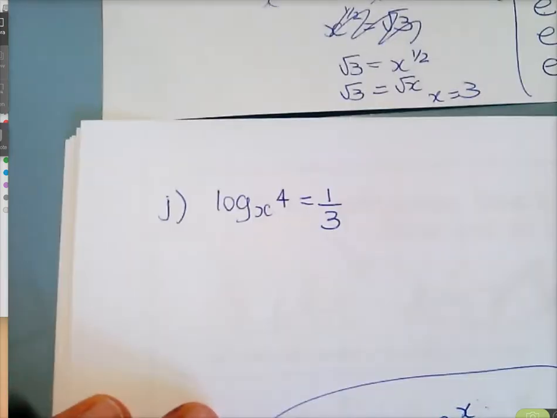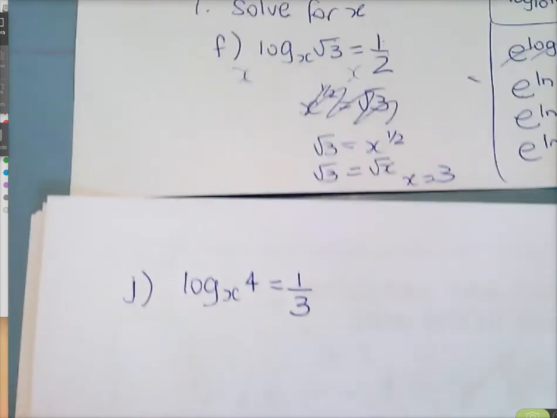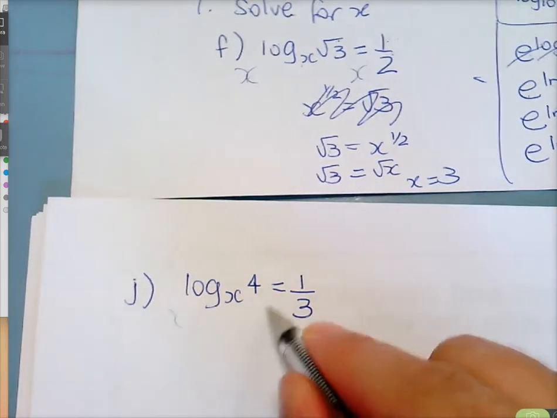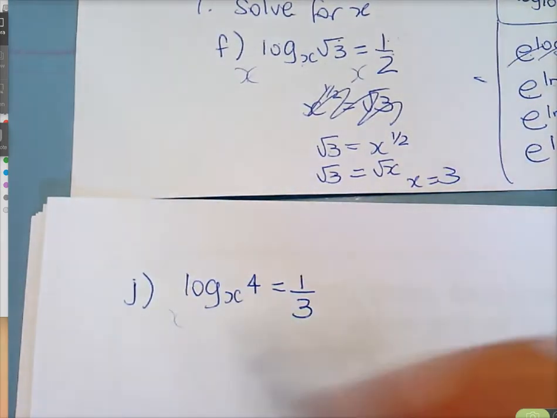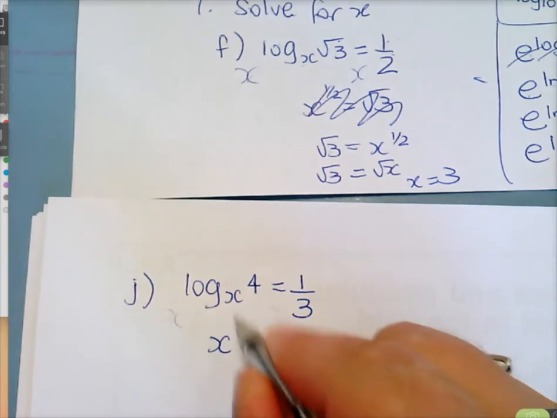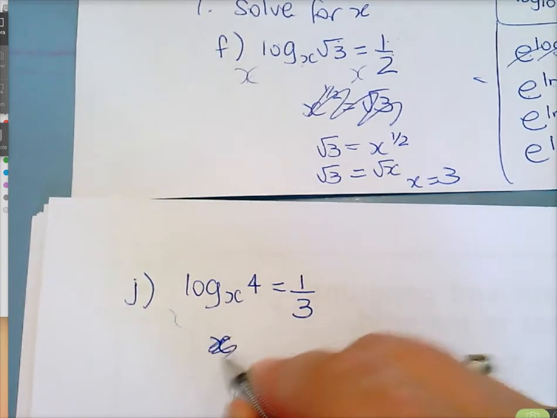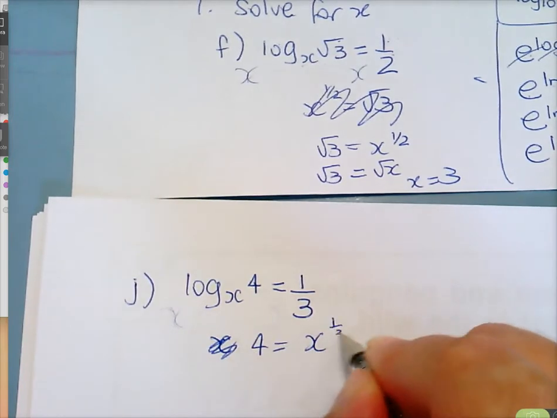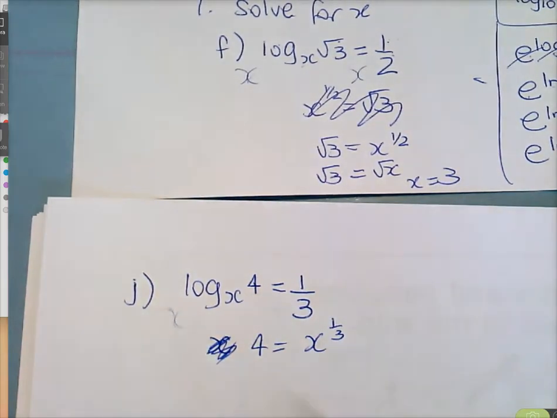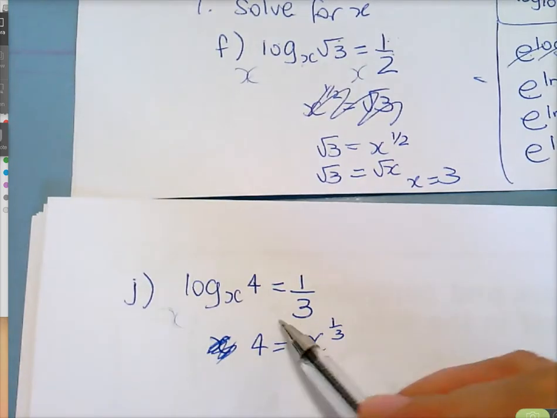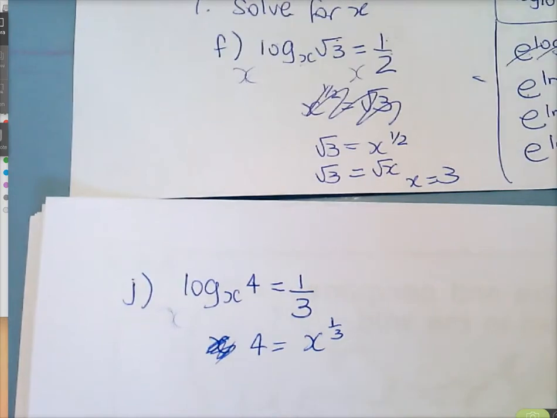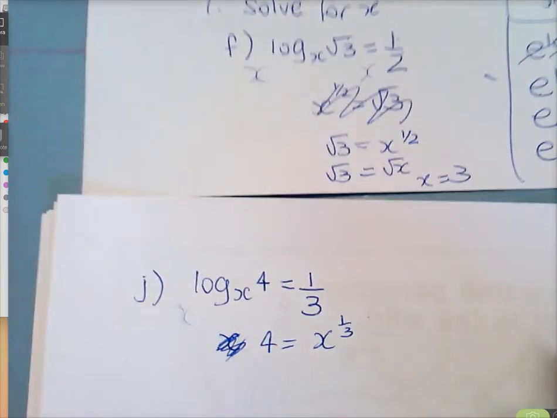The next one. Wouldn't x to the power of fix both sides? X to the power of that. So what would you be left with on this side? 4 equals x to the third. If you take x to the power of both sides, x log x cancels. X to the third is 4.